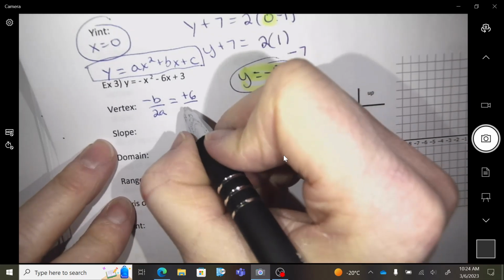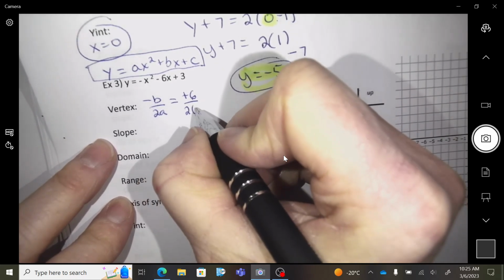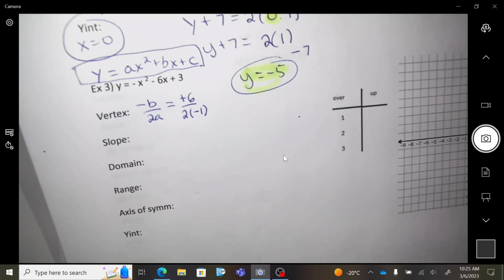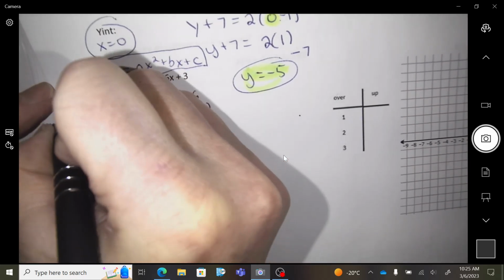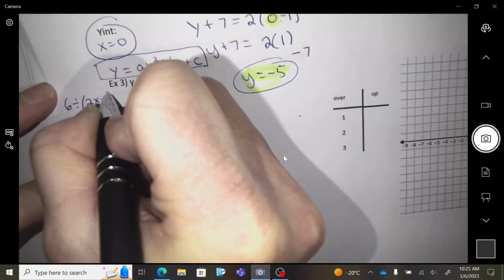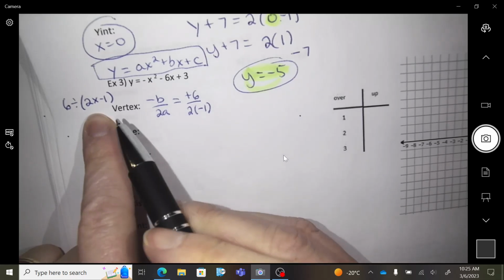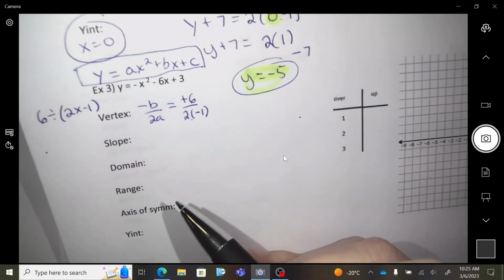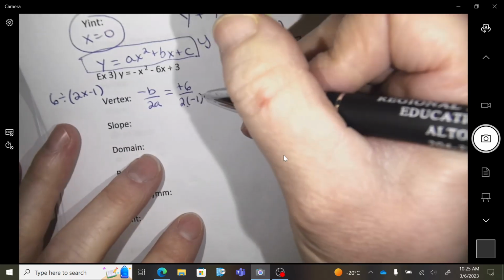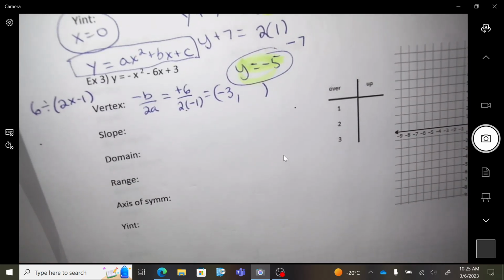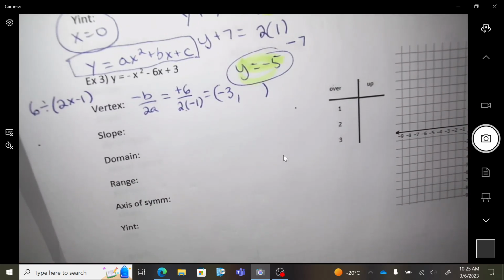+6. 2 times -1. So again, if you type this into your calculator, you're going to want it to look like this, because you need brackets to say it's dividing by that whole thing on the bottom. Okay, so I got -3.